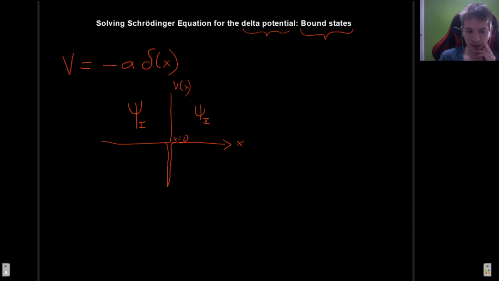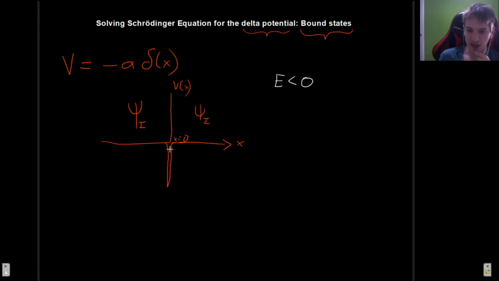And one final thing that we need to take into consideration is that, as I said, we are looking first for bound states. Later we will discuss the case of scattering states. So what is the difference? Why do I say we have to solve for bound states? The reason is that the energy in the case of bound states will be negative.